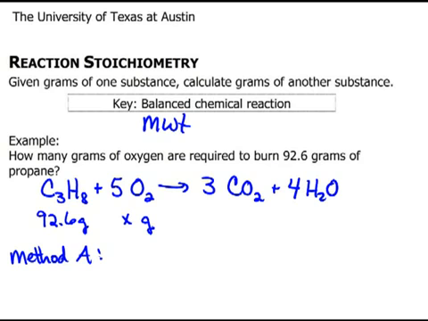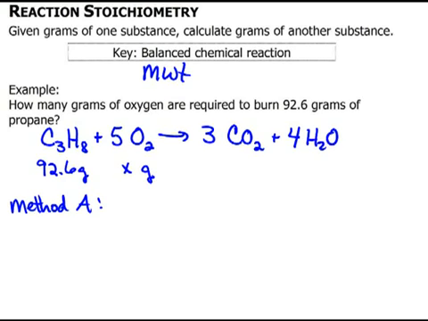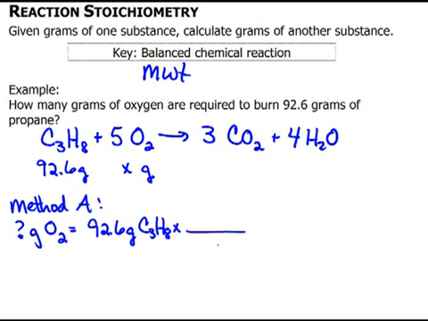Method A is sometimes known as the fence method or the train track method. I've heard all different kinds of names for it. We have how many grams of O2 for 92.6 grams of C3H8. And I've got to squish these all in, so it may get a little messy here. First, I've got to get rid of my grams of C3H8, and I need to get it into moles of C3H8.